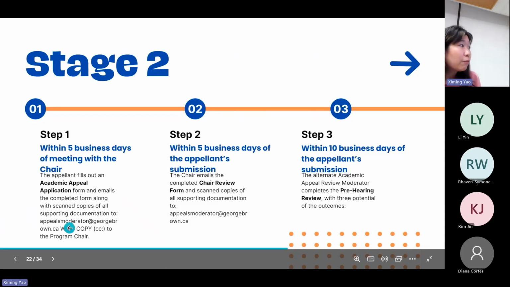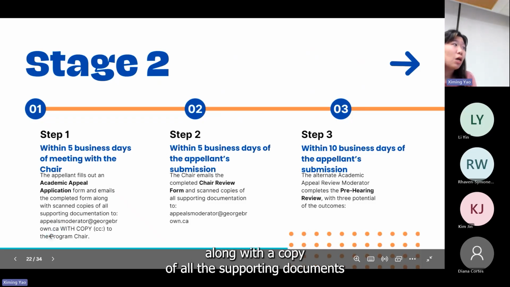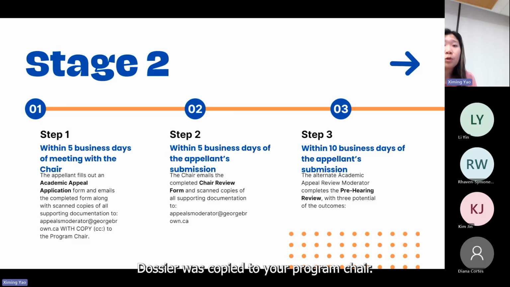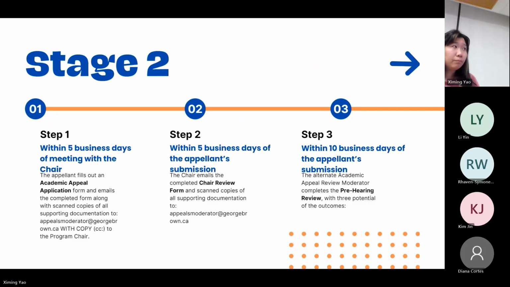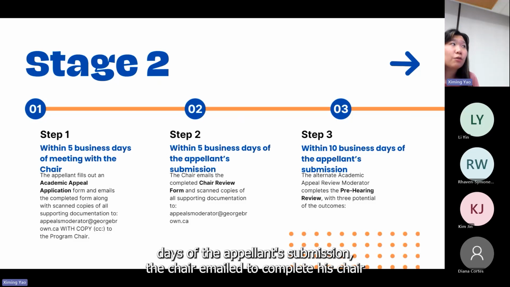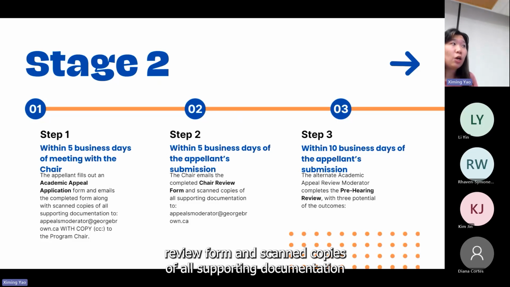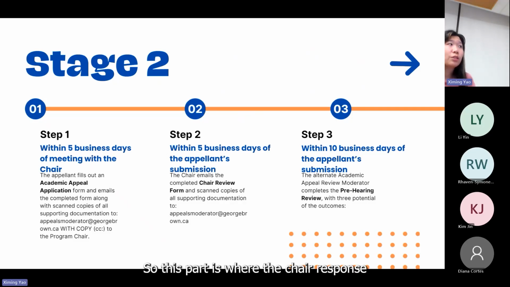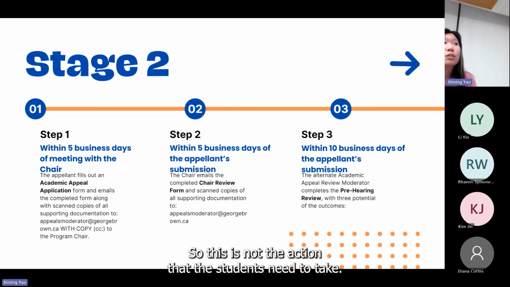The appellant fills out the form and emails the completed form, along with a scanned copy of all the supporting documents, to appeals moderator at georgebrown.ca, with a copy to your program chair. Afterwards, within 5 business days of the appellant's submission, the chair emails the completed chair review form and scanned copies of all supporting documentation to the appeal moderator. This part is where the chair responds to your appeal, so it is not an action the students need to take.